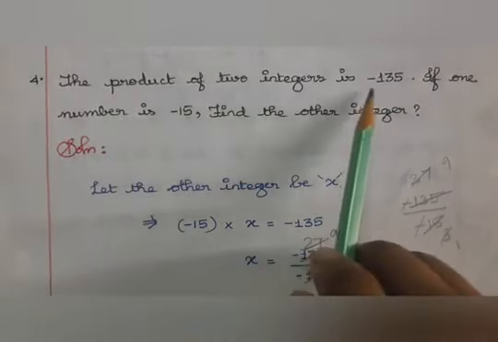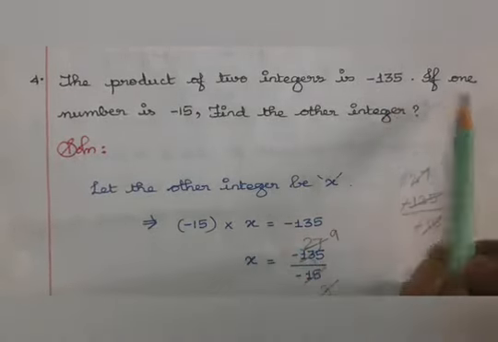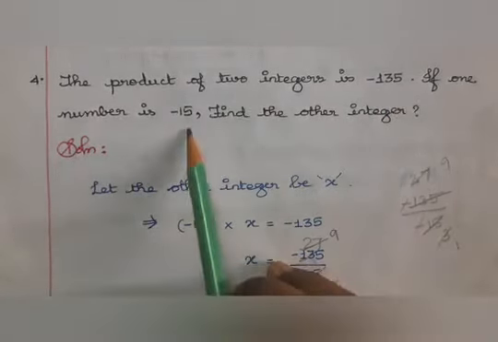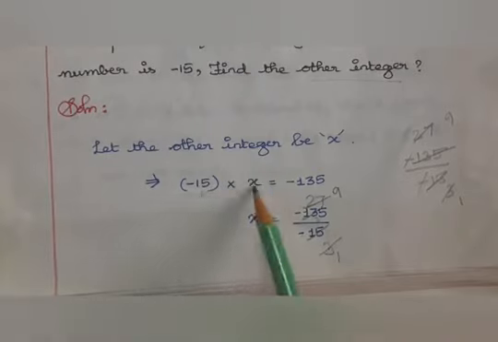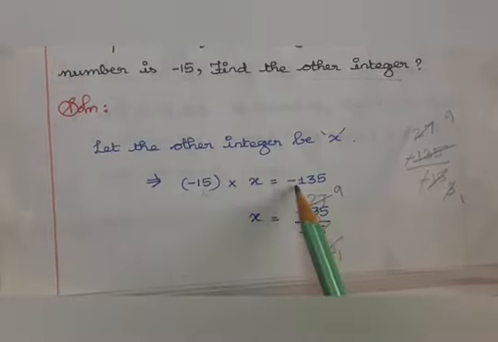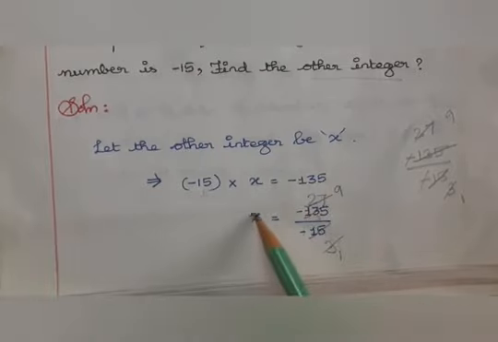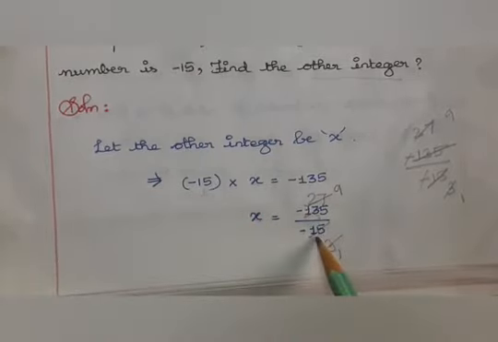The product of two integers is minus 135. If one number is minus 15, find the other integer. Let the other integer be x, which we are going to find. So they have given in the question the product of two terms. One is minus 15, the other one we don't know, therefore we have taken it as x. When you multiply these two, we will be getting minus 135. So keep x here and take minus 15 to the other side. When you take it to the other side, it becomes division because it is in multiplication.